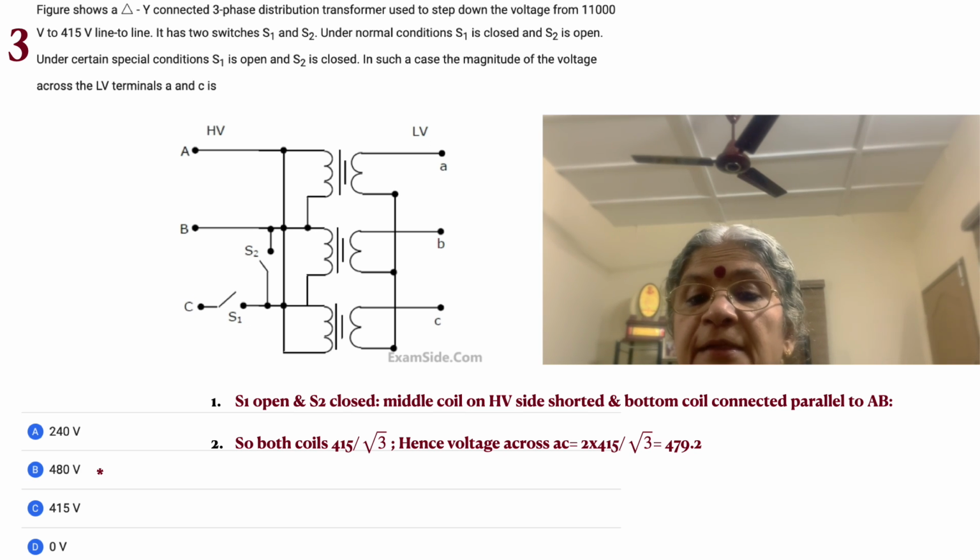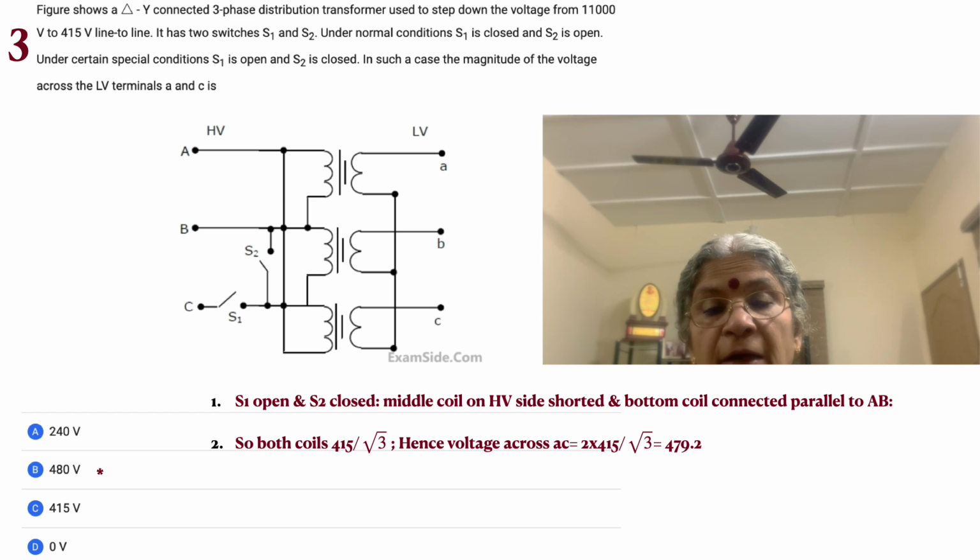In such a case, what is the magnitude of the voltage across the LV terminals A and C? A and C carry the voltages which are obtained from their primaries. B is not going to get any voltage because it's shorted out. I suppose that's clear. The middle coil on the secondary is not going to get any voltage because no voltage is going to be induced in it. Why? Because the corresponding coil is shorted.